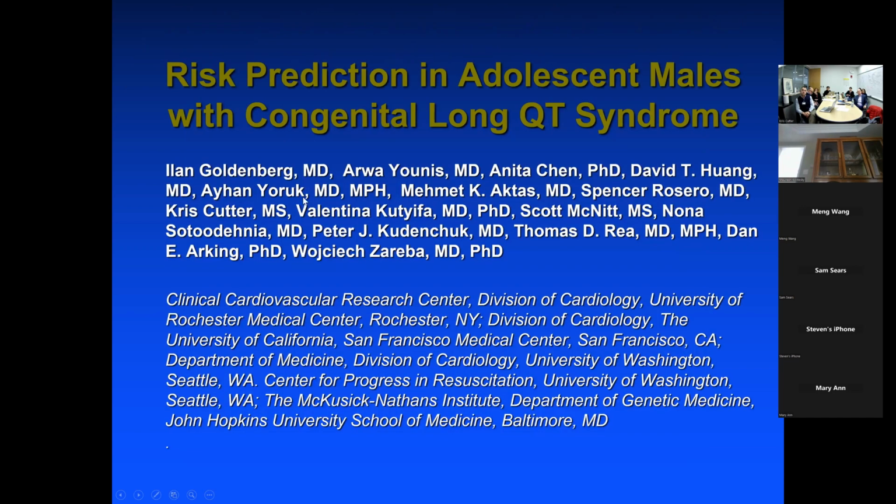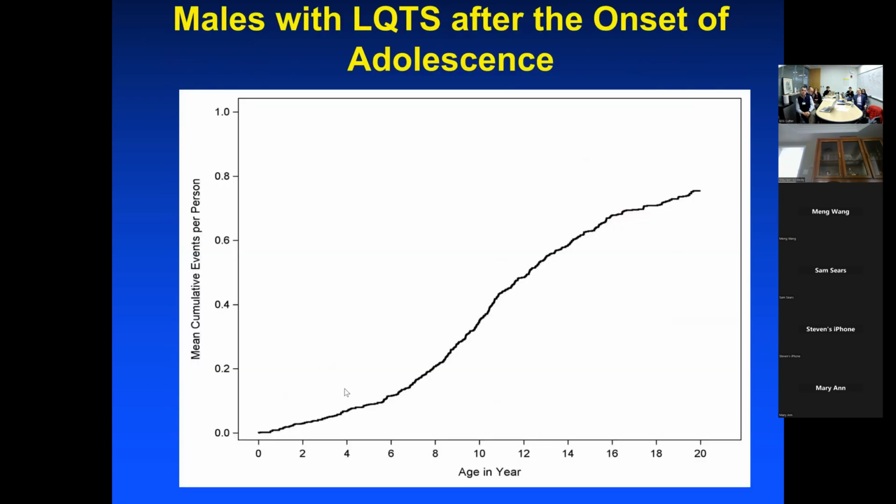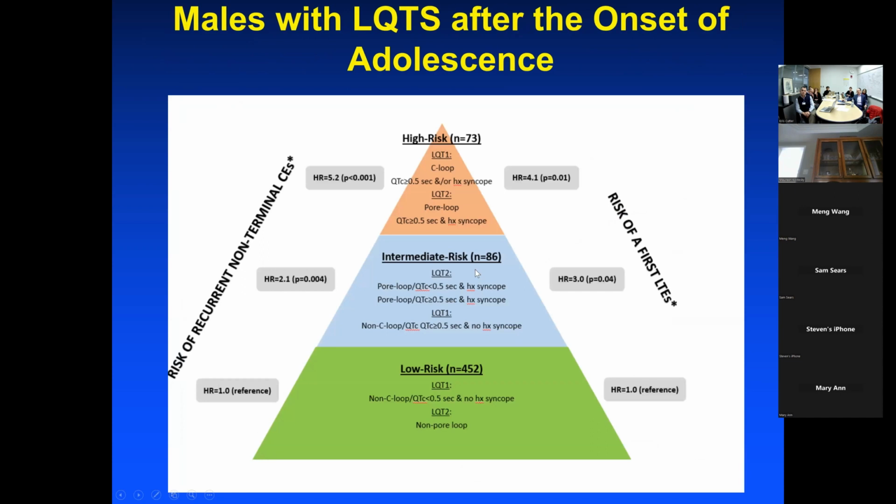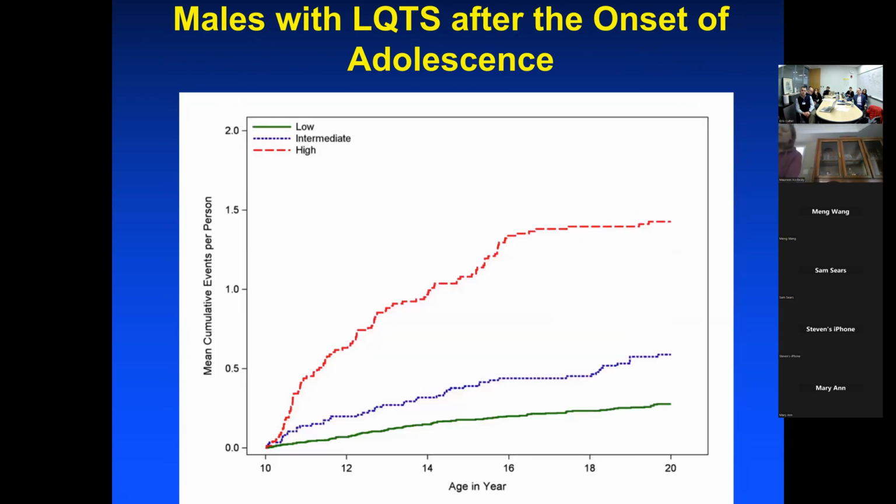And we also recently developed similar models for male patients, especially adolescent boys, because we see that also after the onset of adolescence, there's a high burden of cardiac events. So we incorporate the same methodology to incorporate a sex-specific risk, and this is for boys after the onset of adolescence, showing high, intermediate, and low risk for cardiac events after the onset of adolescence.